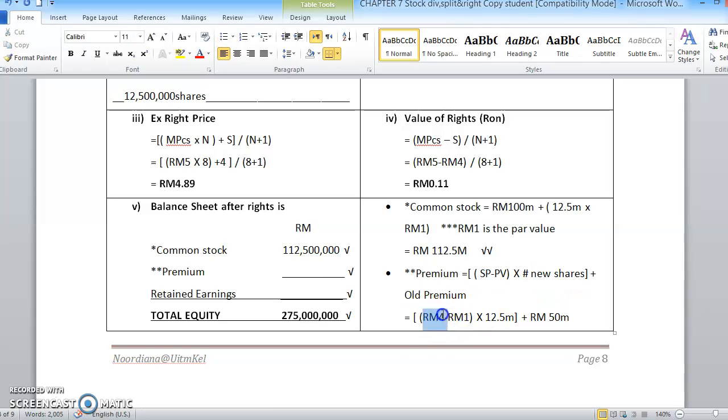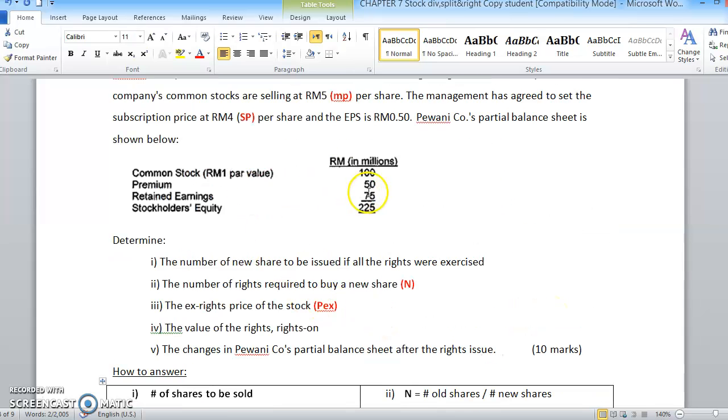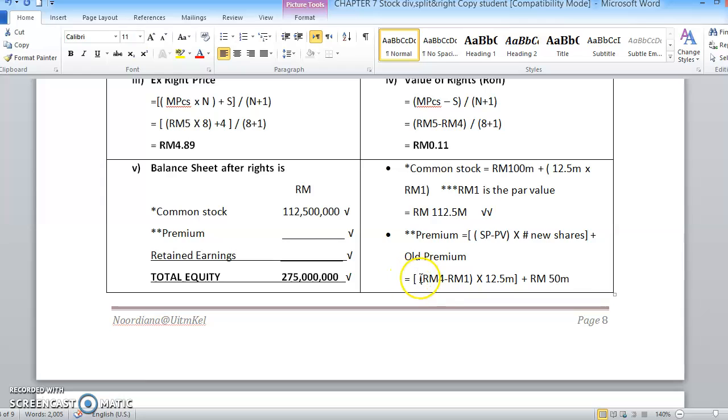So, subscription price-nya adalah RM4 minus RM1 par value darab dengan 12.5 million jumlah share baru. So, jumlah share baru tadi 12.5 million. And then, jangan lupa tambah balik dengan value of old premium which is in the balance sheet. Dia dah bagi RM50 millions. Okay, so you calculate this figure. So, how much you will get?